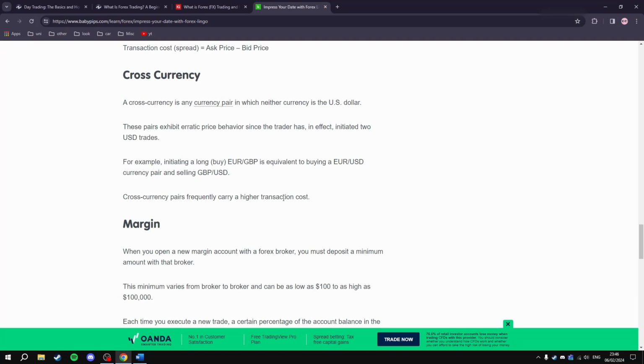Cross currency. A cross currency is any currency pair in which neither currency is the US dollar. These pairs exhibit erratic price behavior since the trader has in fact initiated two USD trades. For example, initiating a long buy EUR/GBP is the equivalent of buying a EUR/USD currency pair and selling a GBP/USD currency pair. Cross-currency pairs frequently carry a higher transaction cost.